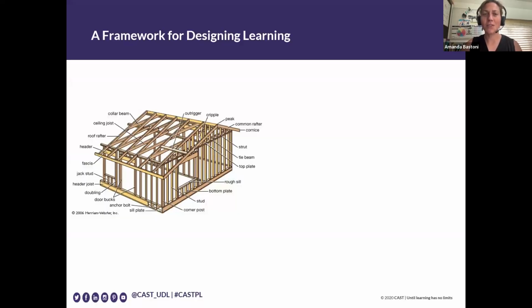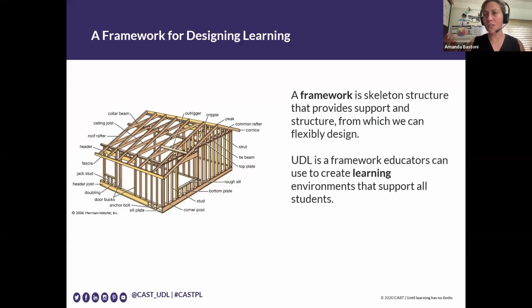So what is universal design for learning? We think of universal design for learning as a framework. You can see this image here. This is a house, the framing of a building, a home. A framework is a skeletal structure that provides support, right? Which can then be flexibly designed. How you move the rooms around, what you hang on the walls, that's all flexible. But the framework itself is really that skeletal supporting structure.